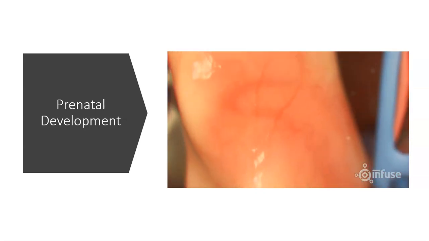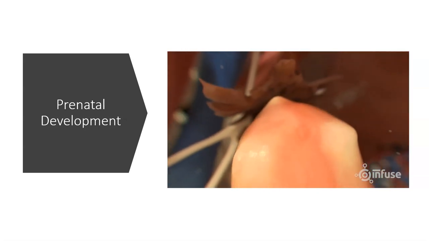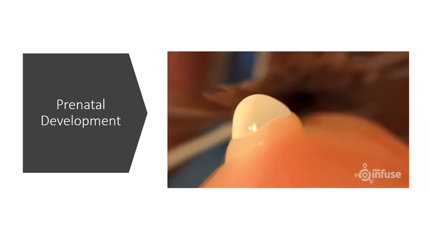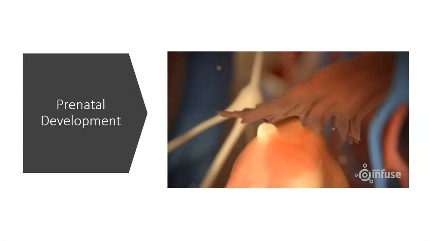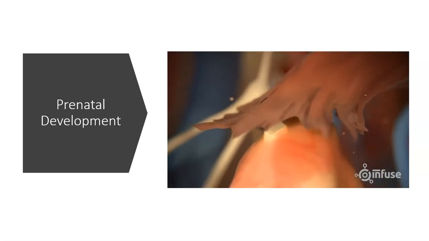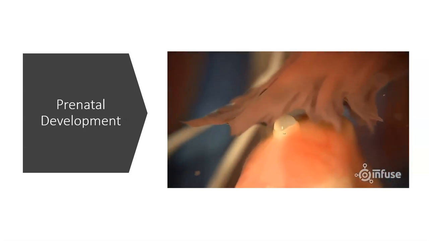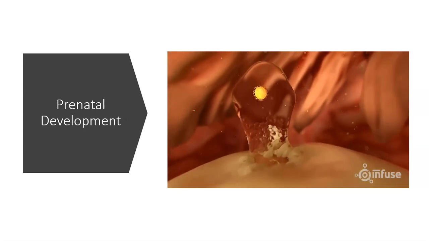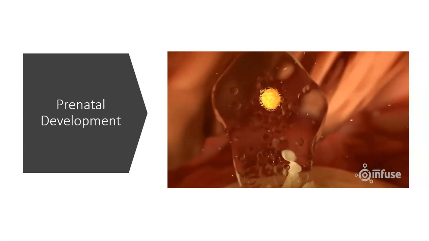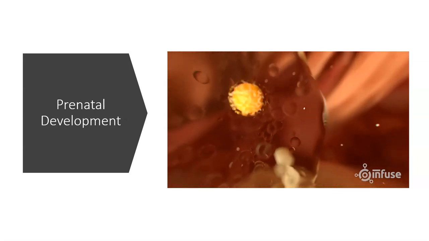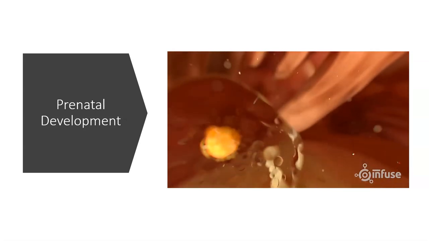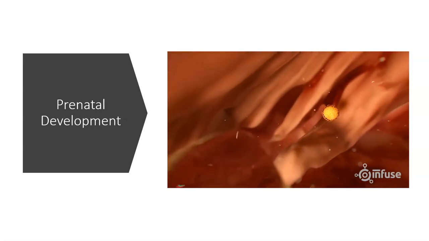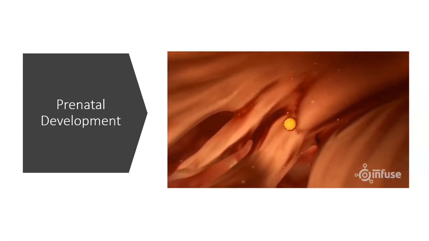Now here you're looking at a mature ovary, and an egg cell is going to be delivered into the fallopian tubes. And then once that occurs, it will migrate somewhat slowly down the fallopian tubes, where eventually it will encounter some sperm.